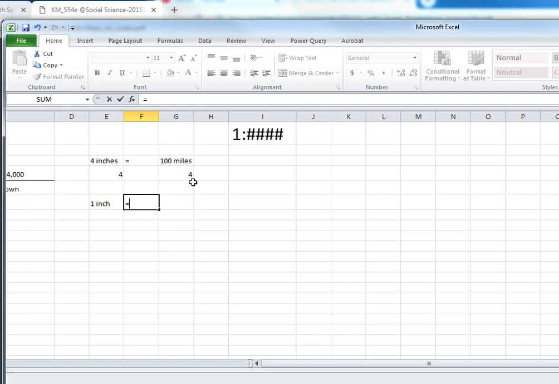Oh, it doesn't like when I do that. I have to put a space here. Hold on.